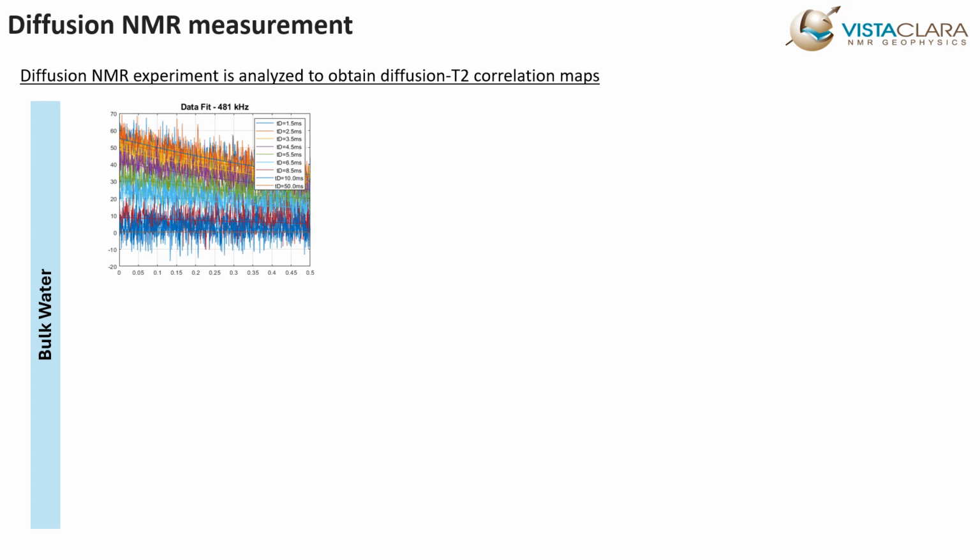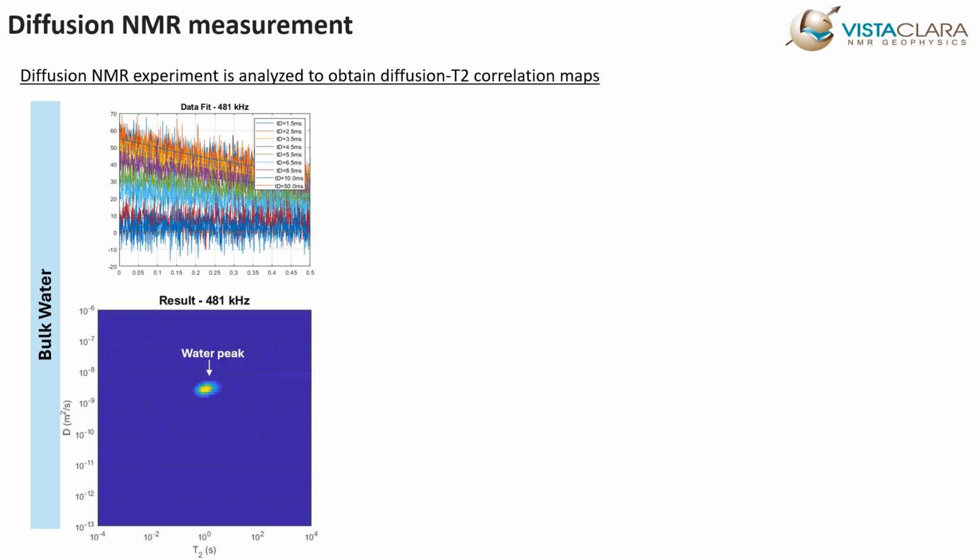So if we take the whole data set, all these signal decays that were obtained with different diffusion times, and properly analyze it, we can estimate a diffusion-T2 correlation map. In this case, since we have only one fluid type in the formation, which is water, we detect only a single peak. This single peak has the well-known diffusion coefficient of water at room temperature, which is about 2 micrometers squared per millisecond. It also has a long T2 relaxation time of about 1 second.